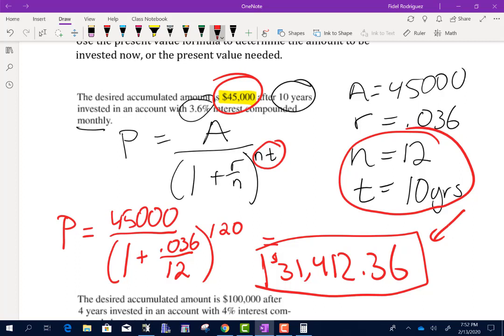Okay? With the compound interest formula, it works the other way around. The amount of money that I have right now is going to be smaller than how much I'm going to end up with in 5 years, 15 years, 20 years, whatever it happens to be, okay?